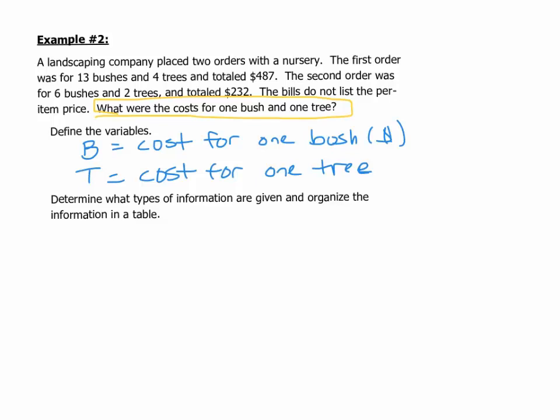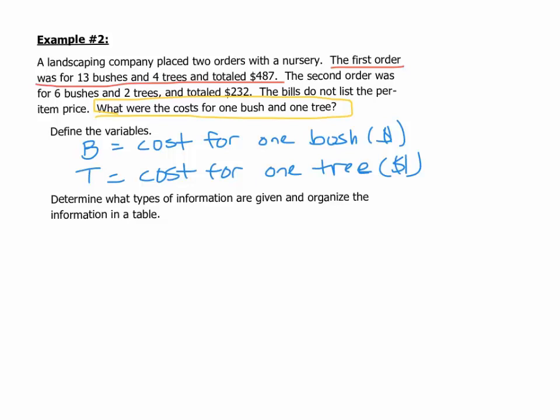T is going to be the cost, and we're thinking really a price for 1 tree, again in dollars. Looking back at the information that we were given, we have information about our 2 orders. The first order was for 13 bushes and 4 trees and totaled $487.